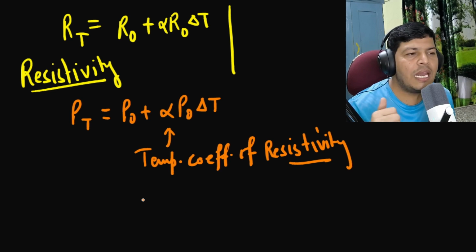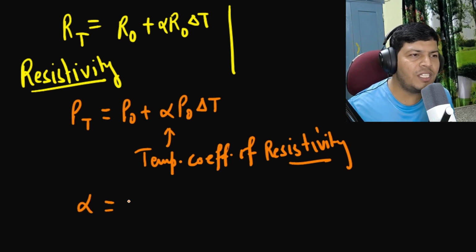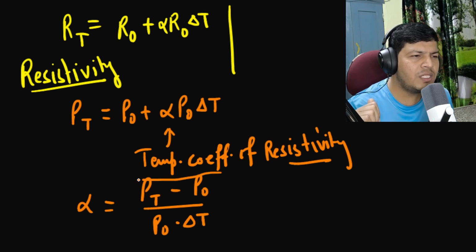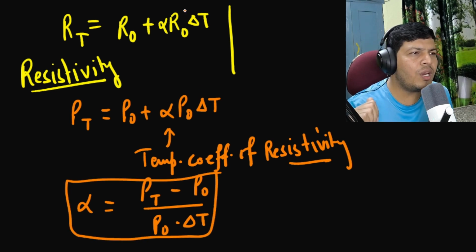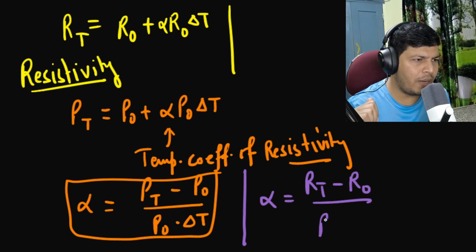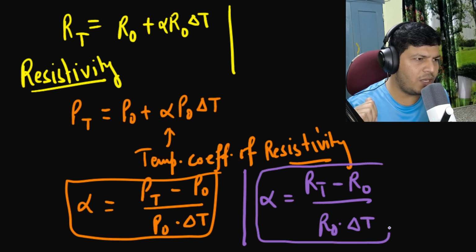Is that okay? Now whatever we have done with the resistance equation, we are now doing the same thing for the resistivity equation. Then alpha is equal to rho T minus rho naught divided by rho naught into change in temperature. The same equation. For your reference, I just want to write down the equation for resistance as well. So RT minus R naught divided by original resistance into change in temperature. These are the two same things.